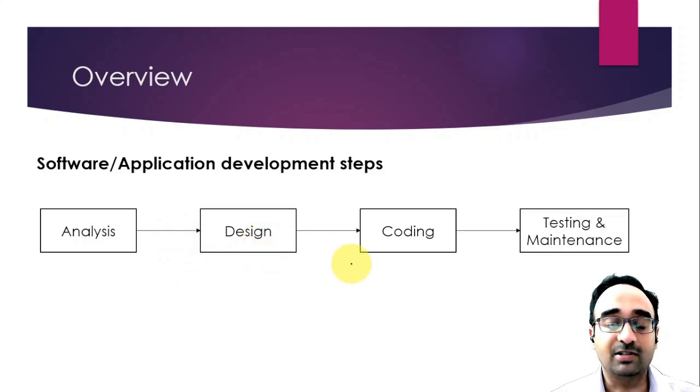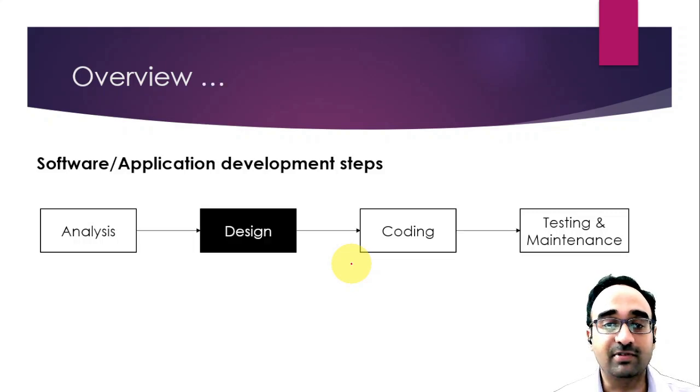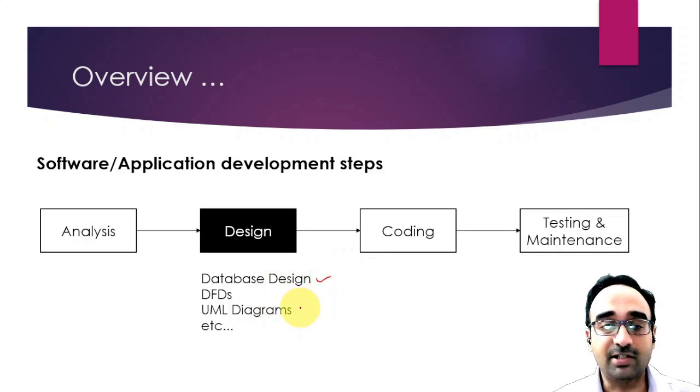The focus of this module 4 is also on this design phase. These are the various things that happen in the design phase. First, there is database design, which you are going to learn a part of in this module. The first part is already covered in the previous videos, you can see them if you want. And next, data flow diagrams will be prepared, and also UML diagrams, maybe some flow charts or any other kinds of diagrams. So these are all the things that belong to the design phase.